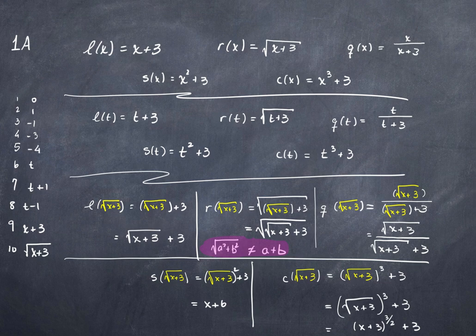Okay, it's time for you to try a couple on your own. I'm going to give you 3 more functions to try using as inputs. Number 11 is x squared plus 3. Number 12 is x cubed plus 3. And number 13 is x over x plus 3.